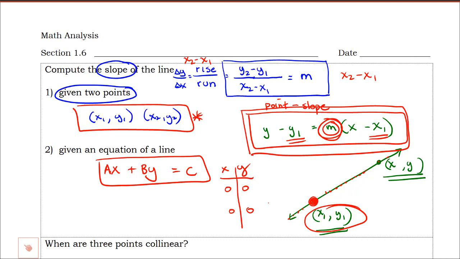But we'll go back to your old friend. Get y by itself, right? And who's this? Slope. If I'm given the equation, if I can get y by itself, the coefficient of the x is the slope, right? And I'm sure you've seen that before. This should just be review, but hopefully it's a good review.